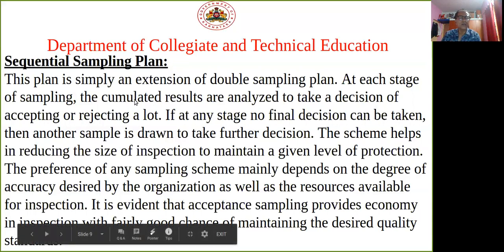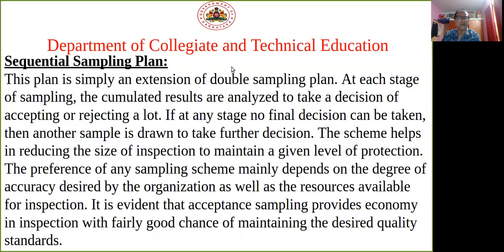You just need to study the definitions of the sequential sampling plan. You are not studying the flow charts or the operating characteristics for the sequential sampling plan here. You just need to know some definitions about the sequential sampling plan.